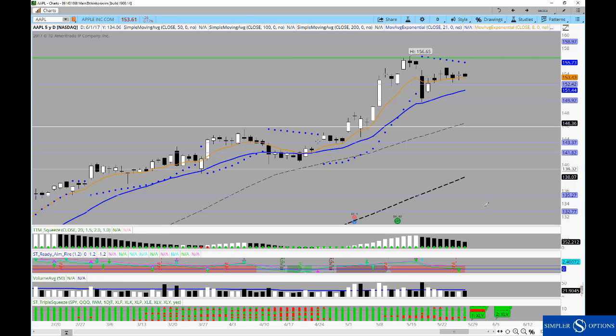The squeezes suggest that that move may be imminent, and I think that would be a good place to focus as we get into next week.